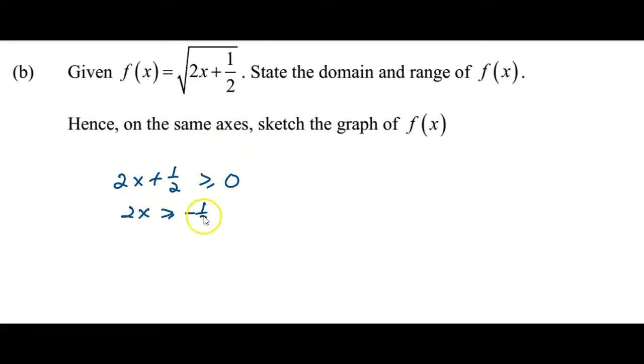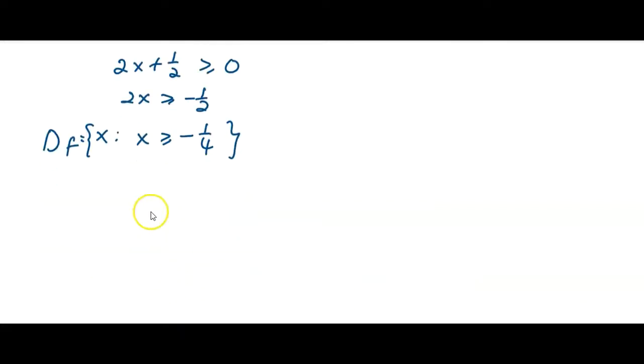You will have 2x greater than or equal to -1/2, and x is greater than or equal to, dividing both sides by 2, -1/4. Actually, this is your domain. Your domain will be x greater than or equal to -1/4, or you might present your answer in interval form, that is from -1/4 to infinity. Both we can accept.